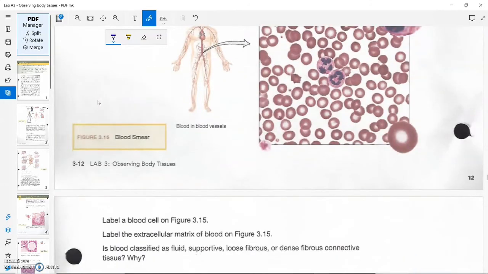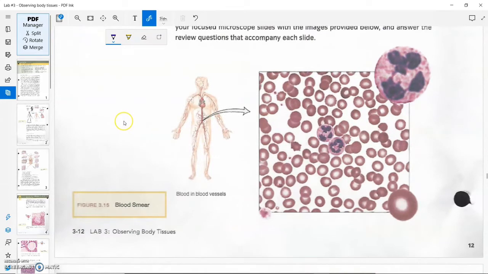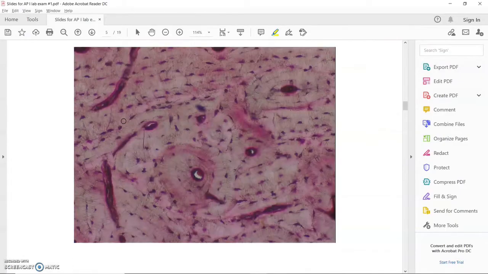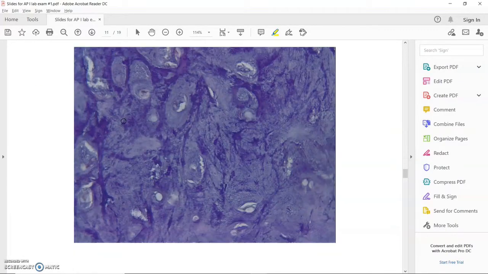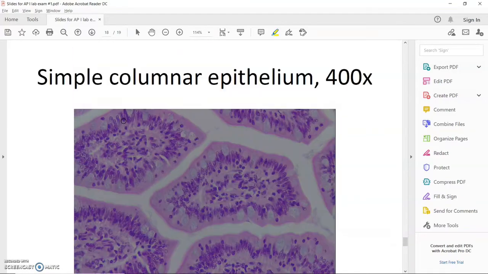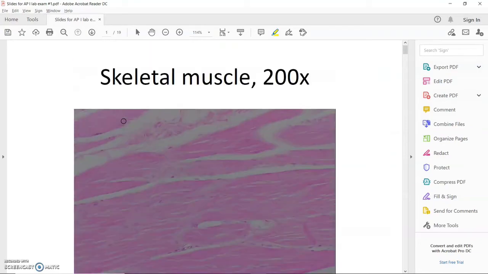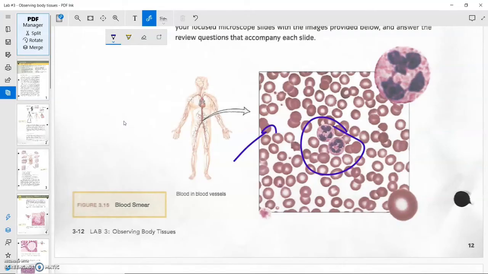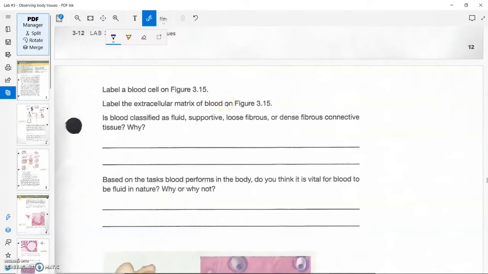Now connective tissues, that's blood. Not sure if I have blood, but you can see red blood cells and you can see white blood cells. Blood, interestingly enough, is a connective tissue. Let me see if I have cartilage. No, I don't think I have blood here, but that's fine. Blood is the connective tissue.